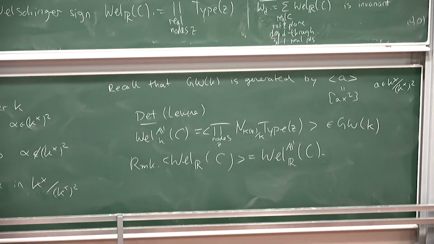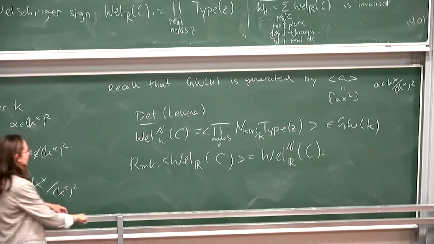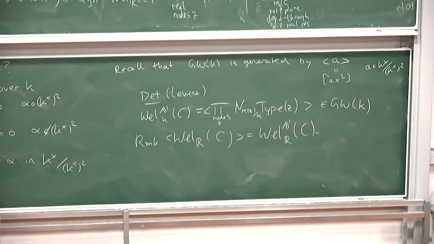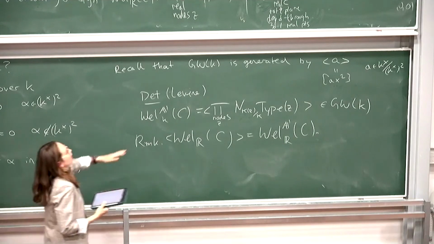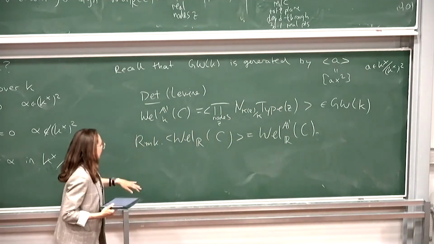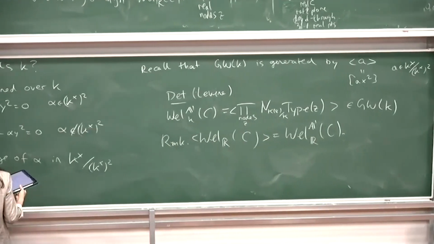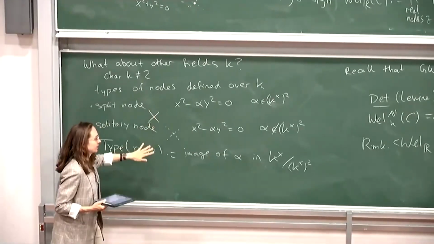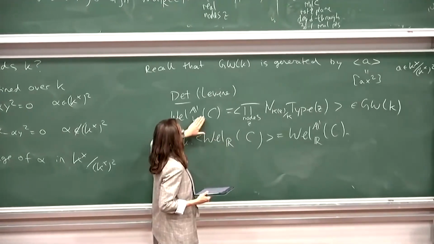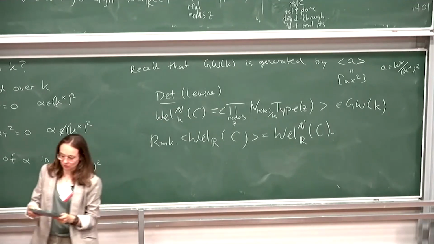And now I'm running out of time. But where do I want to go with this? It turns out that we have a result like this also for counting curves over an arbitrary field, almost arbitrary field, when we take this weighted count with these quadratic weights.